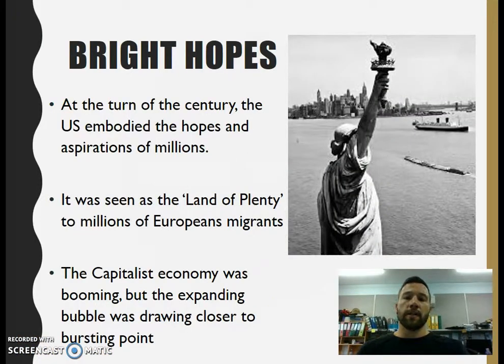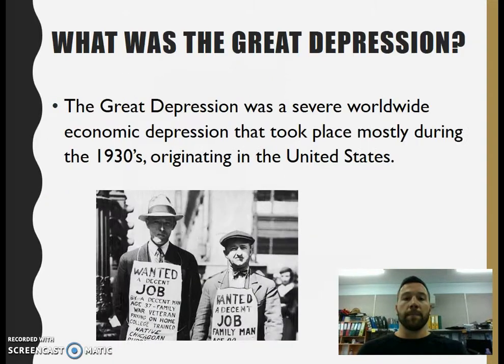So at the turn of the 20th century, the United States embodied the hopes and aspirations of millions. It was seen as the land of plenty and the land of promise to millions of European migrants coming across. And the American dream culture was really attractive to people around the world. But like the Gilded Age that we talked about, the appearance of excess and wealth hid, underneath the surface, some really dangerous trends that were taking America very close to the brink of economic collapse.